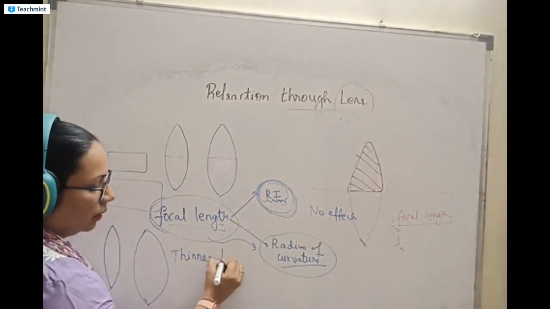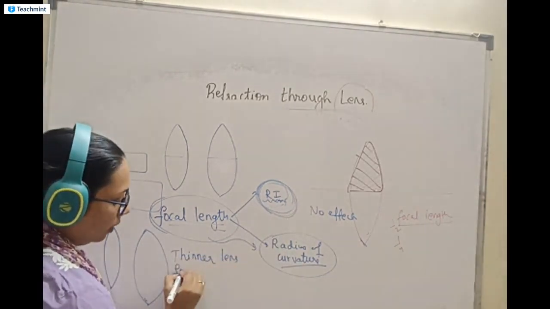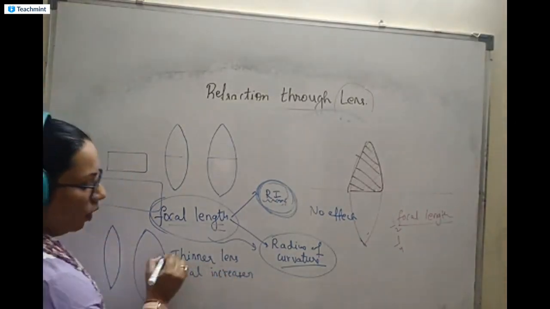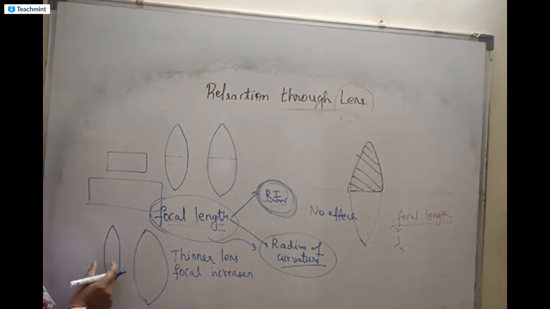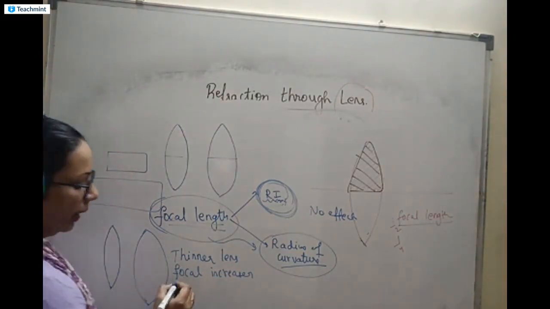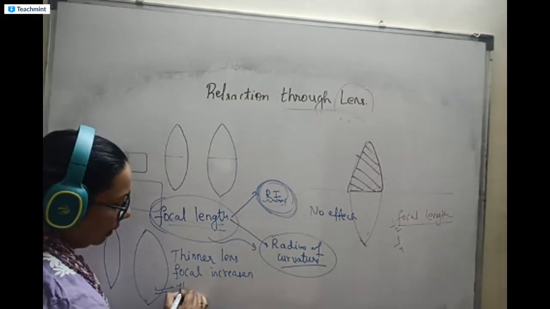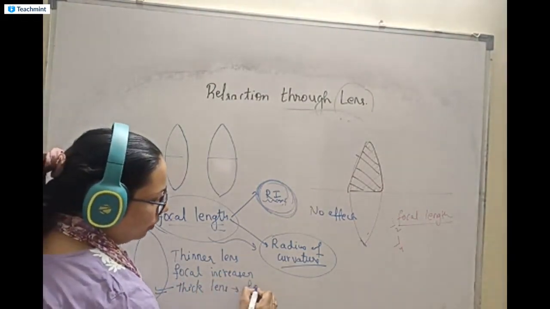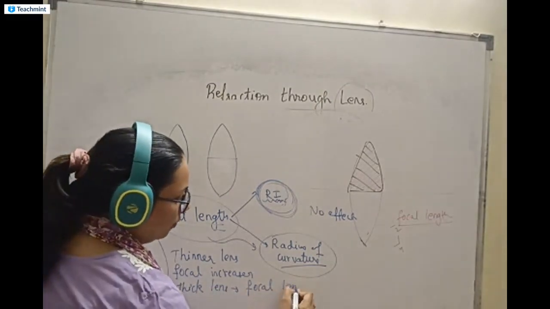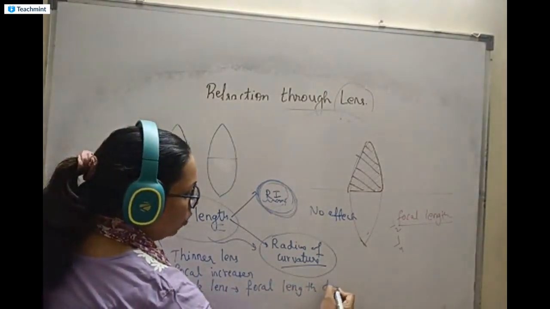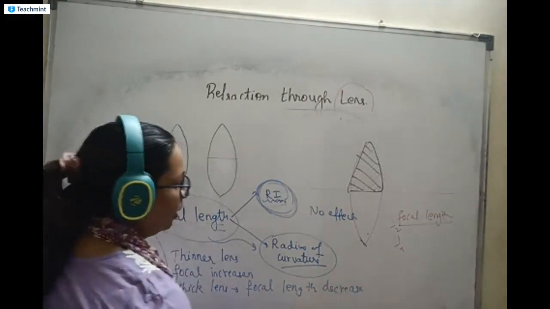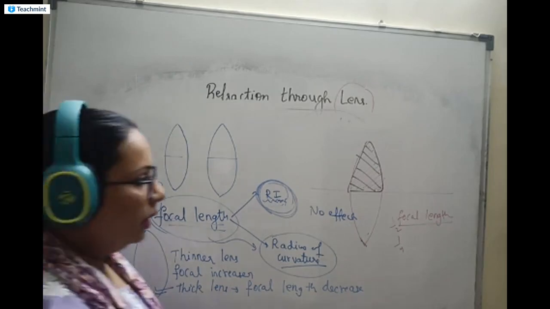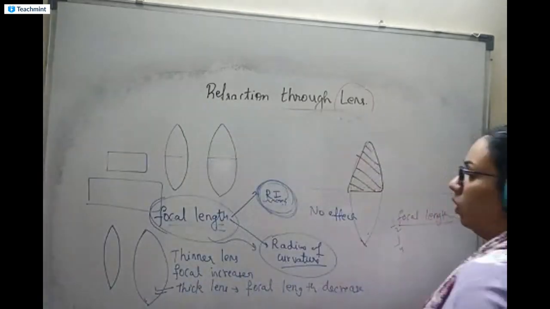If you have a thinner lens, the focal length will be increased. They are opposite to each other. Thin one, more focal length. And the thicker one, the second one, is the thicker one. If you have a thick lens, it will have less focal length. That means the focal length decreases or reduces. Very important point.